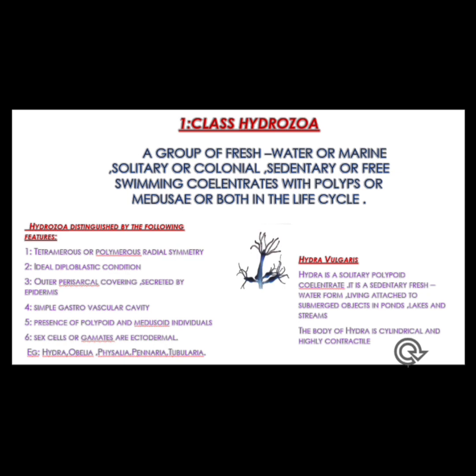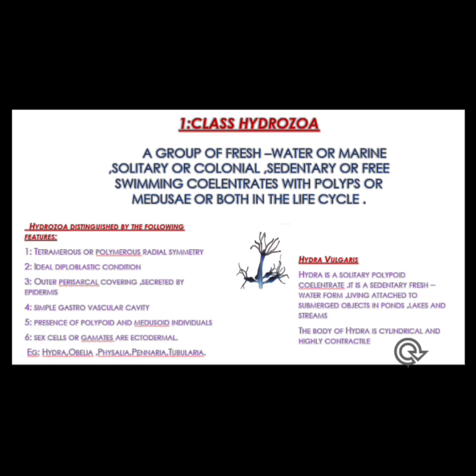Class 1, Hydrozoa. A group of freshwater or marine water, solitary or colonial, sedentary or free-swimming coelenterates with polyps or medusa or both in the life cycle. Hydrozoa is distinguished by the following features: tetramerous or polymerous radial symmetry, ideal diploblastic condition, outer periderm covering secreted by epidermis, simple gastrovascular cavity, presence of polypoid and medusoid individuals, sex cells or gametes are ectodermal.